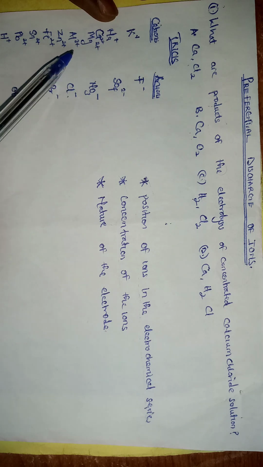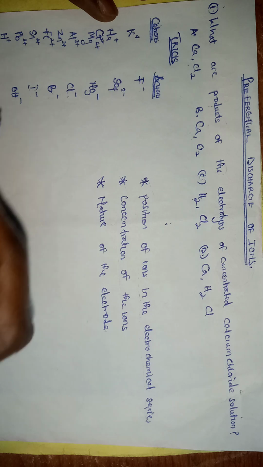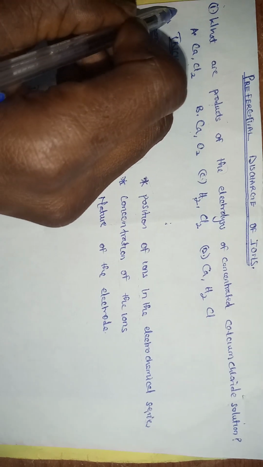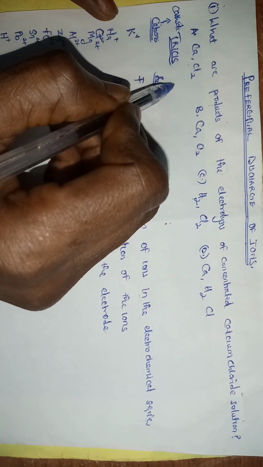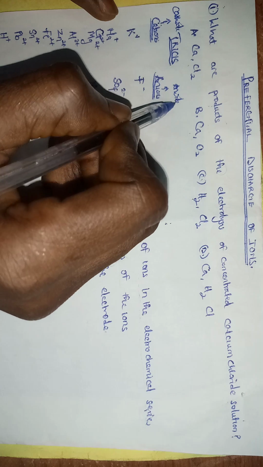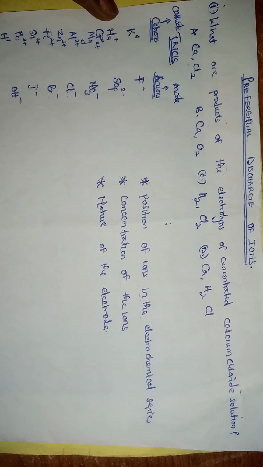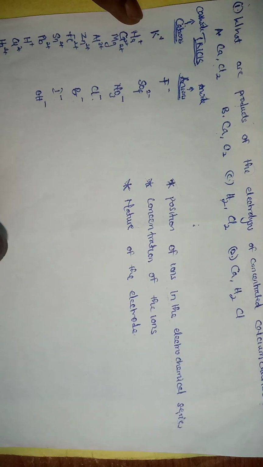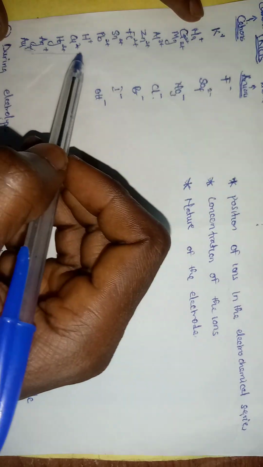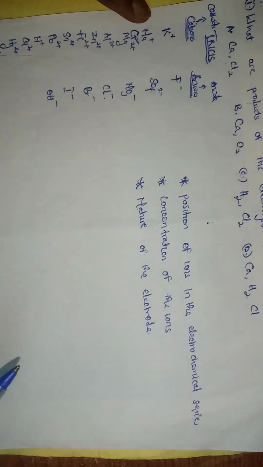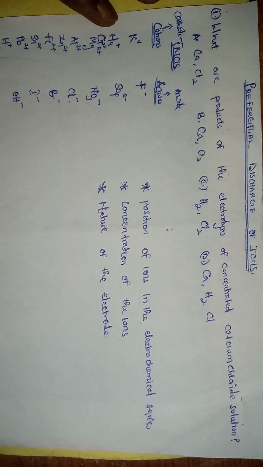Those that are lower in the electrochemical series have the greater tendency to migrate to either the cathode or the anode. The cations, which are positive, will migrate to the cathode, while the anions, which are negative, will migrate to the anode. The anode is positive while the cathode is negative. So those that are lower in the series have a greater tendency to migrate than those that are higher up. That's what the position of the ion is talking about.